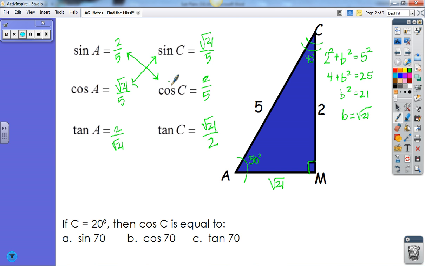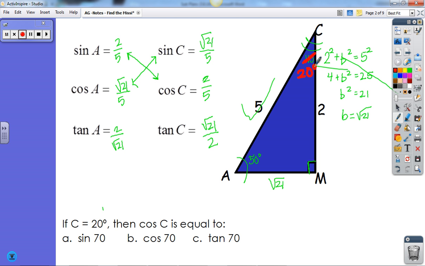So angle A and angle C, those two opposite angles, are always going to be complements of each other. So the sine of one of the angles is equal to the cosine of the other. Same thing here. The sine of the one angle is equal to the cosine of the other. So when I look down here, let's say angle C is equal to 20.